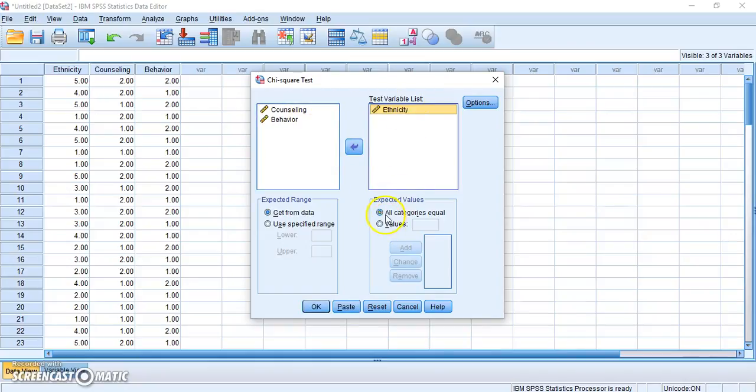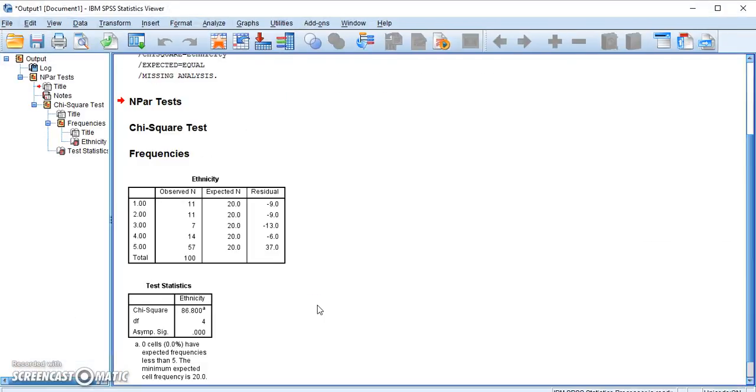And what I'm going to leave is all categories being equal, right? So we have 5 categories. Currently we have 100 folks in our data set, so we really are expecting to see 20 folks in each category. And that's all we have to do. We're going to go ahead and hit OK.